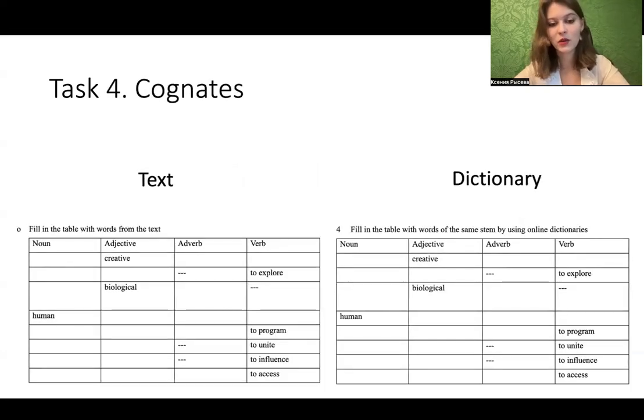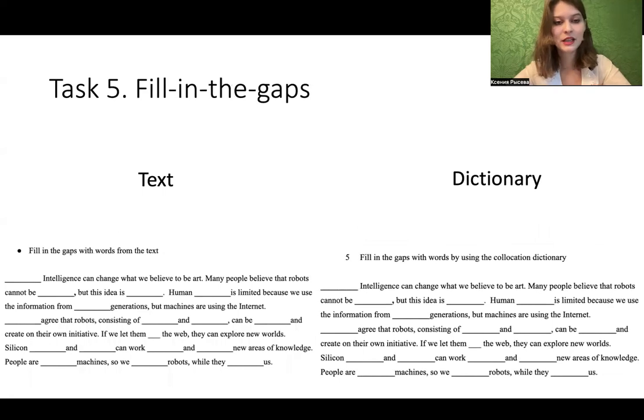Fourth task was aimed at cognates. Students needed to find the words in the text if they worked with it. And students who worked with online dictionaries were using Word Hippo, a morphological dictionary, to find the target vocabulary. And the fifth task was fill in the gaps. Students needed to fill the gaps with the words from the text and previous tasks. Students working with the dictionary needed to use the collocation dictionary plus previous tasks as well.